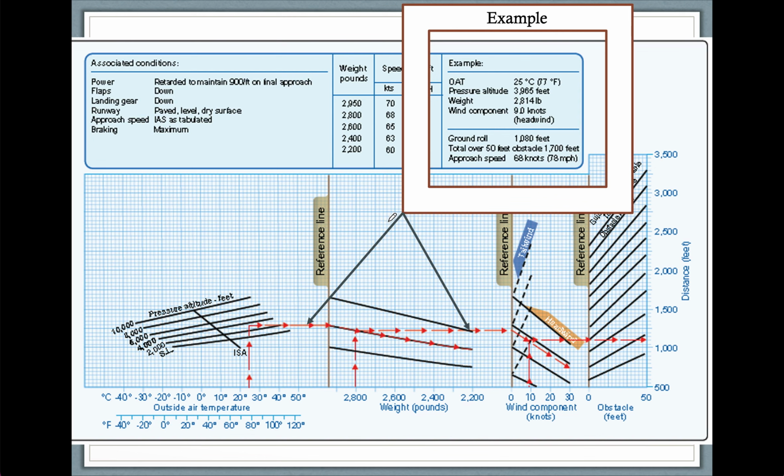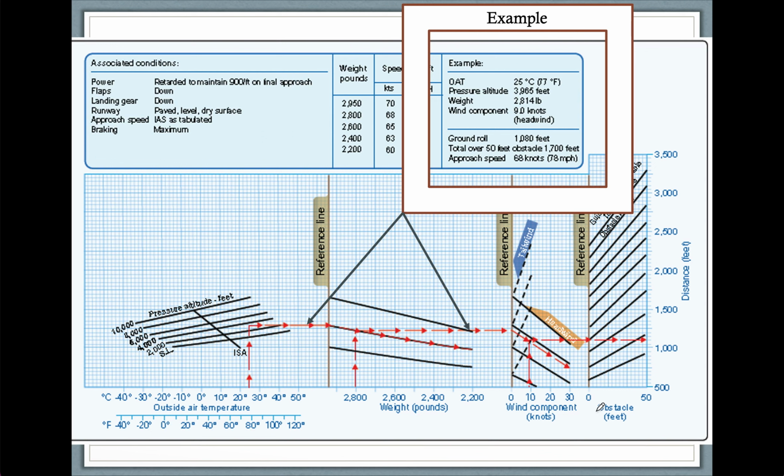So each one of these 4 sections you're seeing takes a different input and either moves the distance up or down. So the higher the temperature, the more runway you're going to need. The higher the altitude, the more runway you're going to need. The lighter you are, you see the lines go down, the less runway you need. The more headwind you have, the lines go down, the less runway you need. If you have a tailwind, the lines go up pretty steeply, the more runway you need.